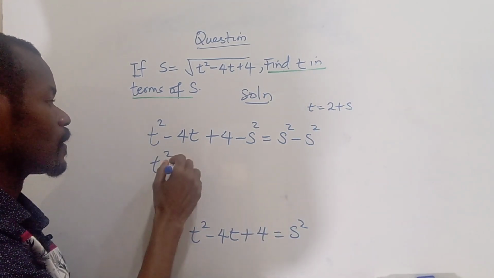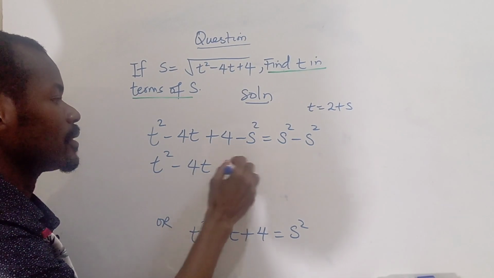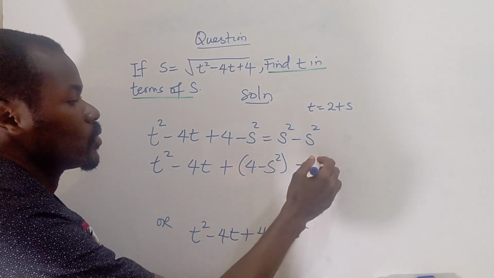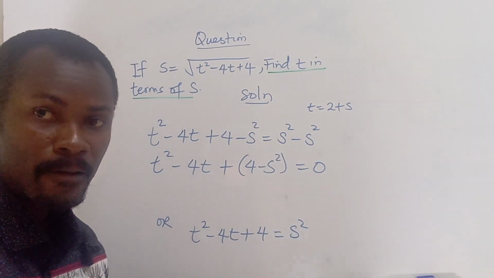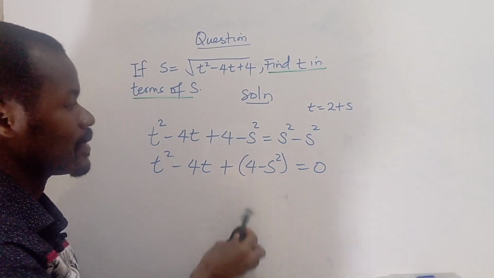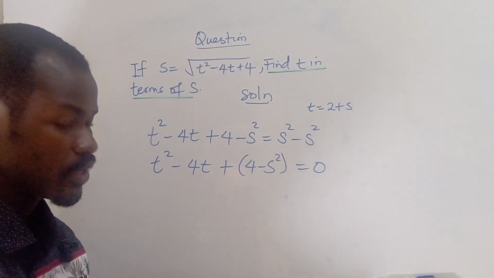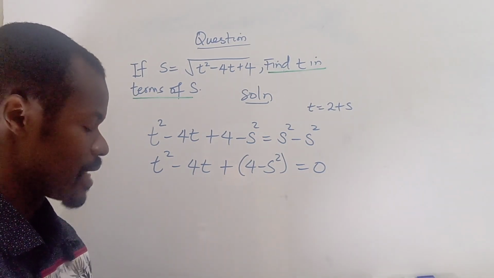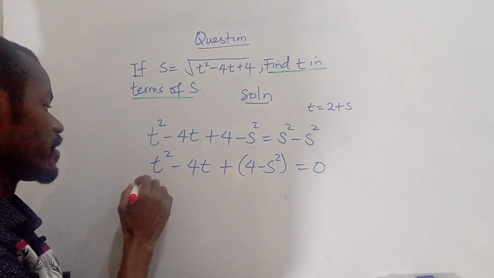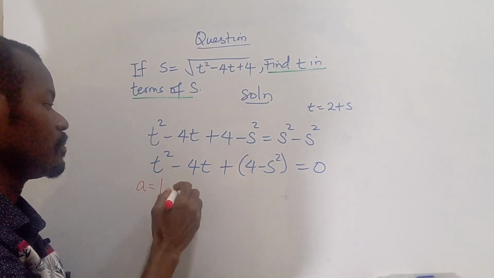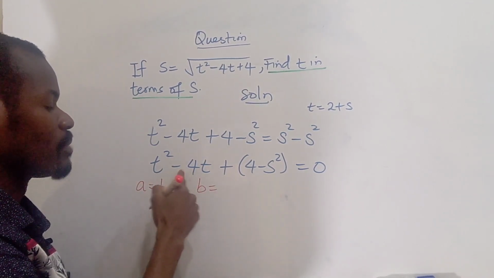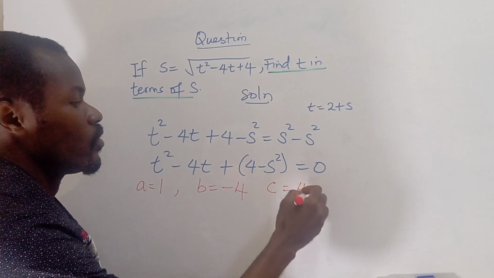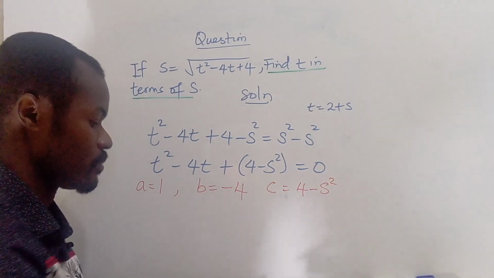That will give us t squared minus 4t plus, I can write this as, 4 minus s squared equals 0. Now, from what we have on the board, we can see that we have a quadratic equation, such that we can say our a here is 1, our b is minus 4, and our c is 4 minus s squared.